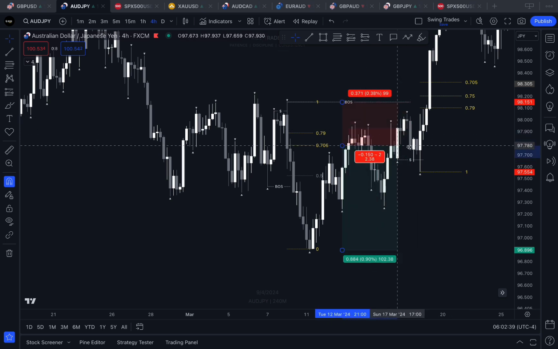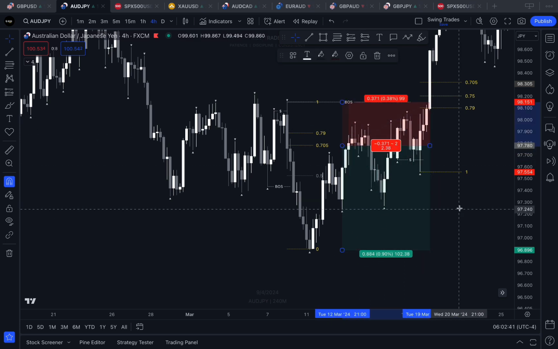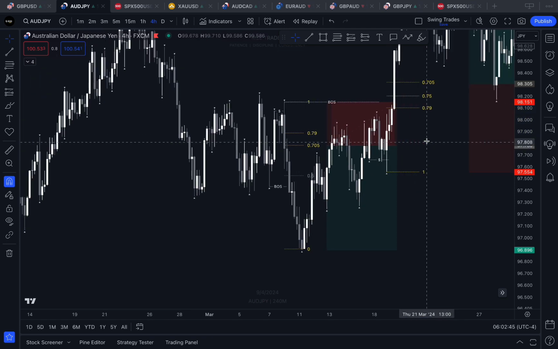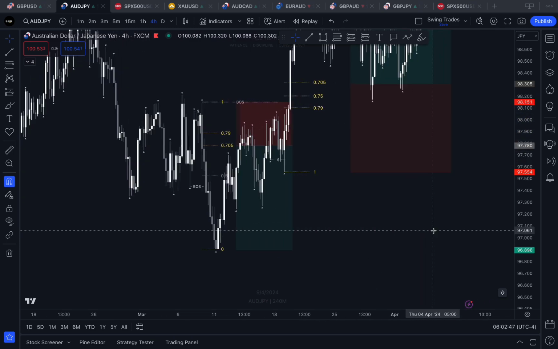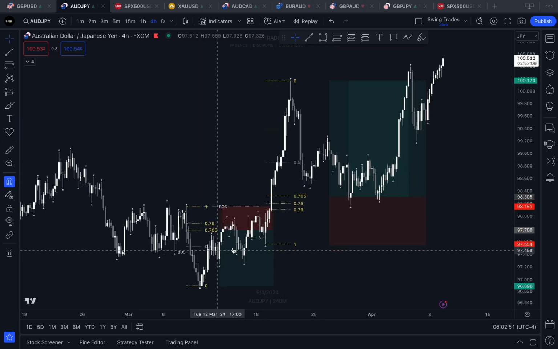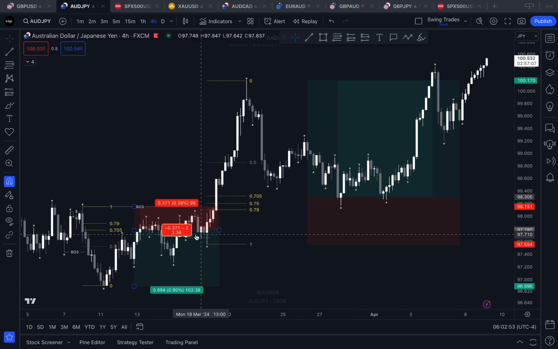Unless moving to break even, which I personally did on this setup. But unless you did, then this would have been a loss on that one. So full loss on that Aussie Yen. But it's fine because that move up there came from a sweep of liquidity here.